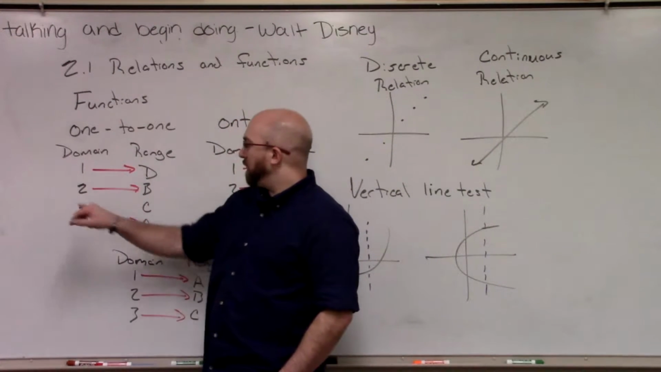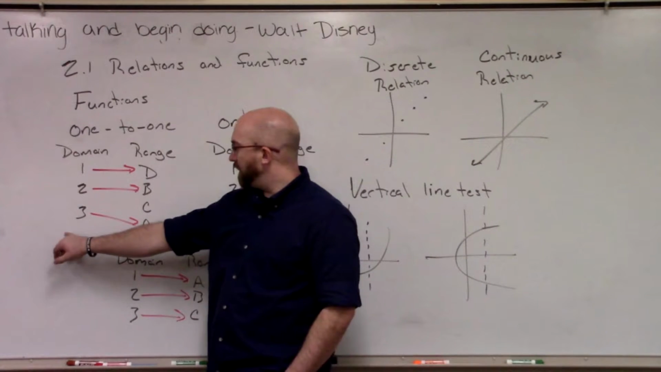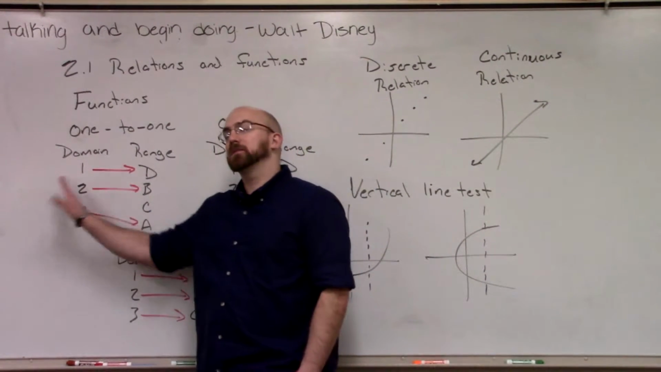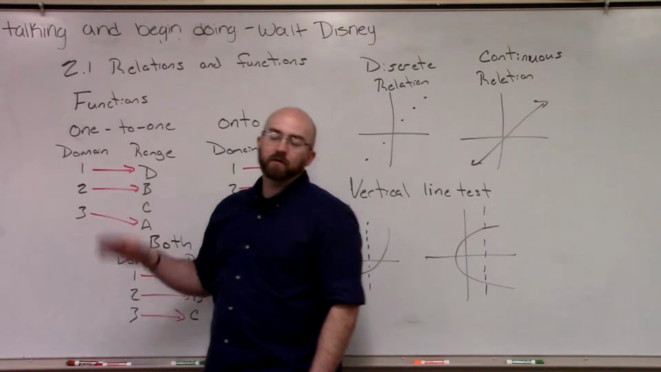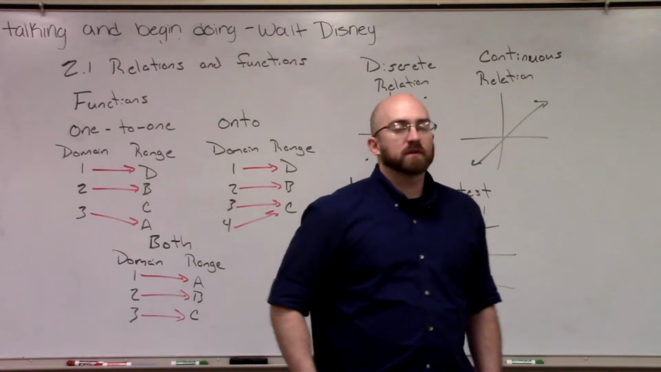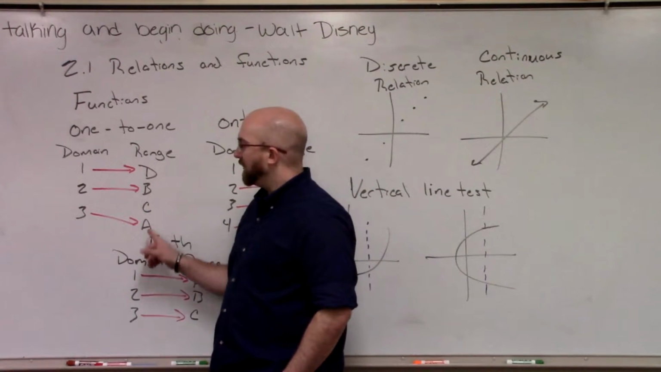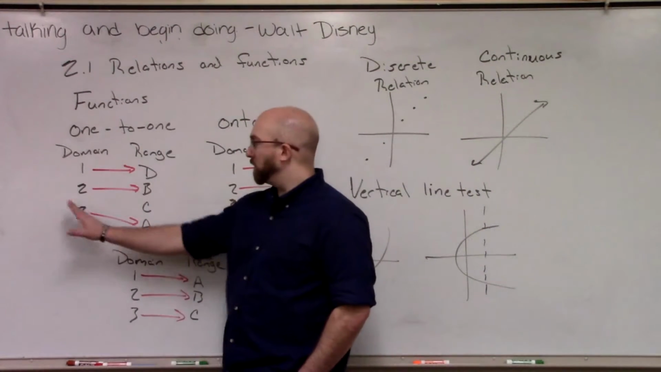As you can see, in the domain we can have whatever we have in there. One-to-one means that there's one number in the domain that matches up to one number in the range. Only one, they correspond to each other. So I can't have, for instance, 3 go to C and A. That won't work. So it's only one-to-one.